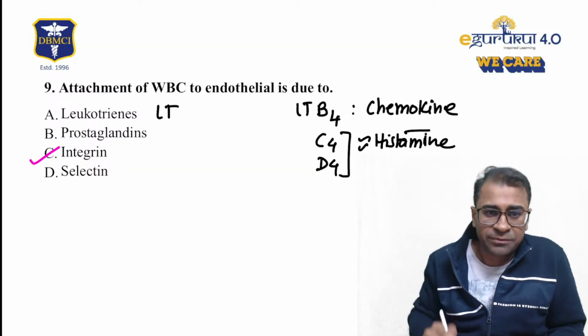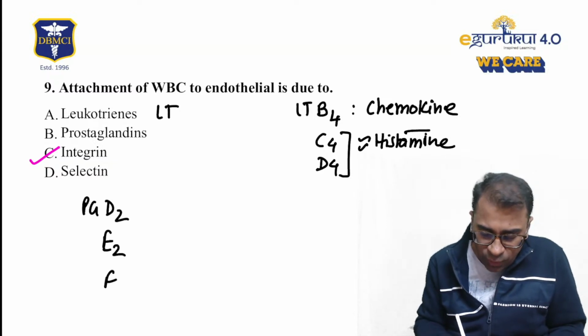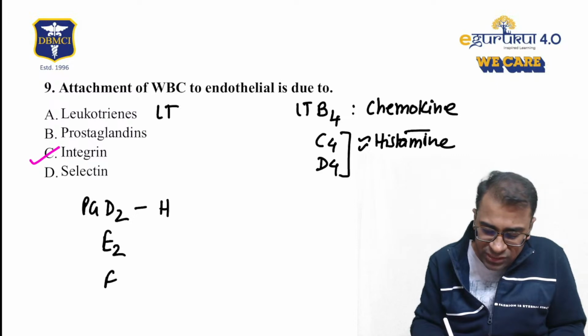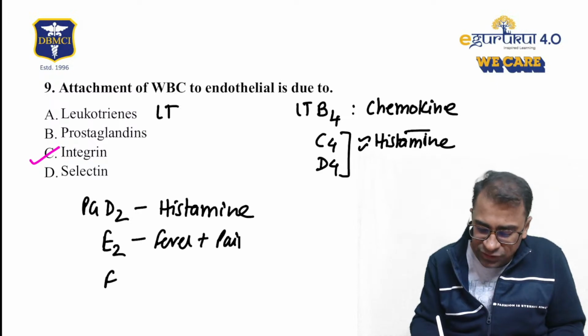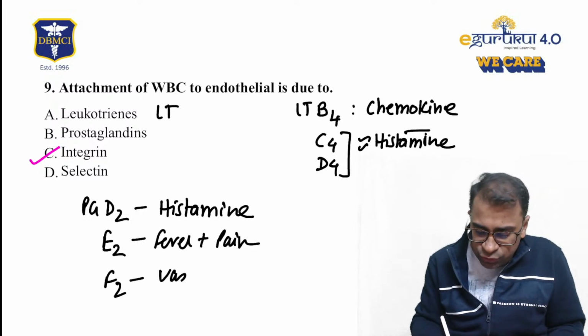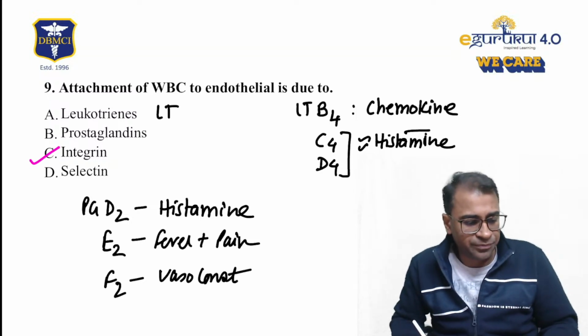Now look at this one. Prostaglandins, it is PG D2, E2, F2. So D2's function is the same as histamine. Okay, E2 causes fever plus pain during inflammation, and PGF2 leads to vasoconstriction. Vasoconstriction.